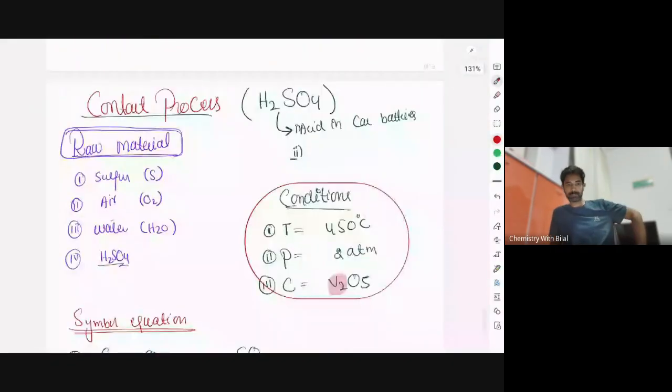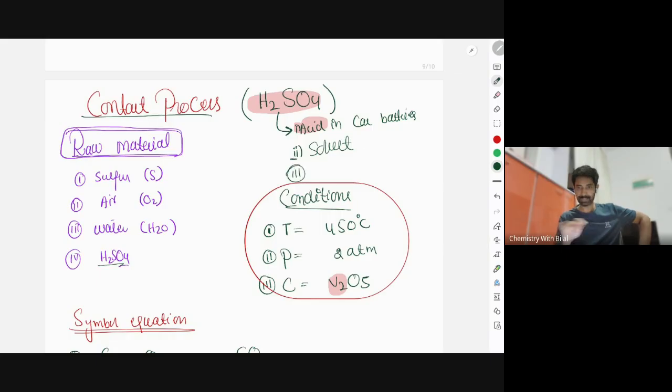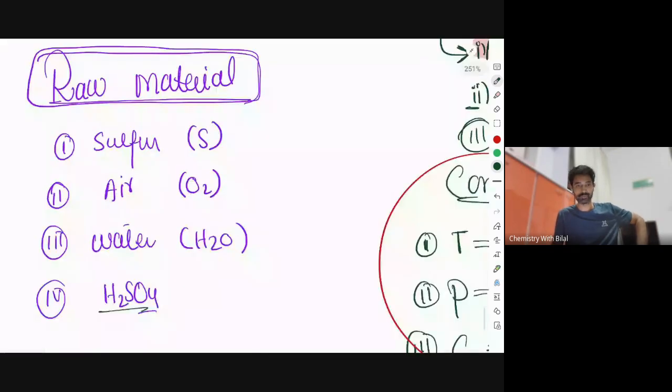This is your favorite contact process, because Haber is my favorite. In the contact process you make the king of chemicals. What do we call this molecule? Sulfuric acid. It is used as an acid in car batteries. It is used as a solvent. It is also used as a cleaner, to clean metal surfaces, and as a raw material for fertilizers.